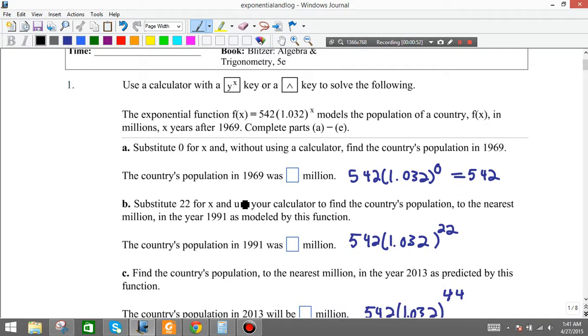You want to know the population in 1991. That is 22 years after 1969. So you put in 22 for x, 542 times 1.03 raised to the 22nd power is about 1,083 million people.